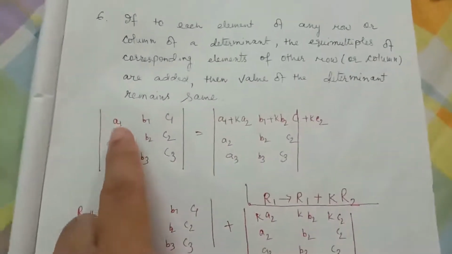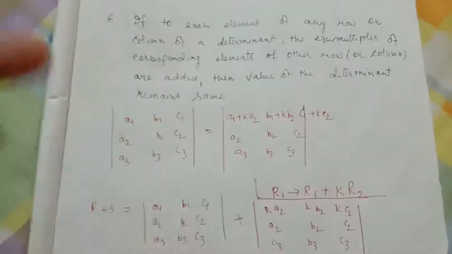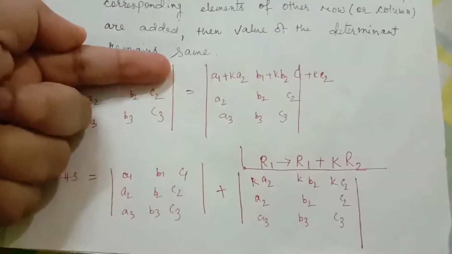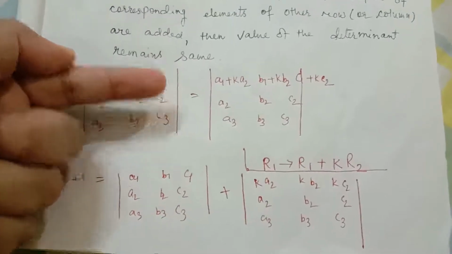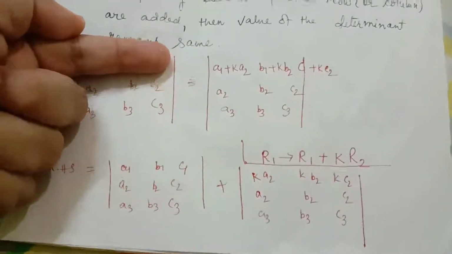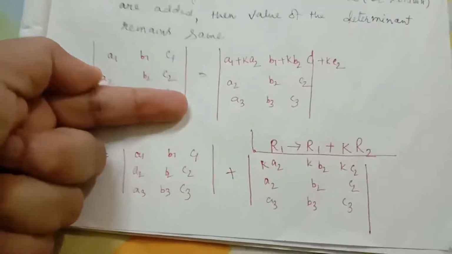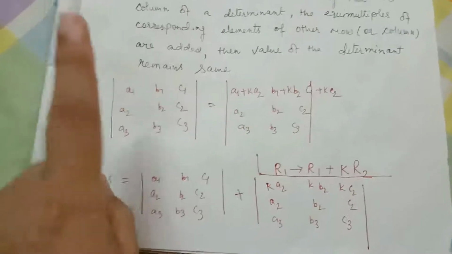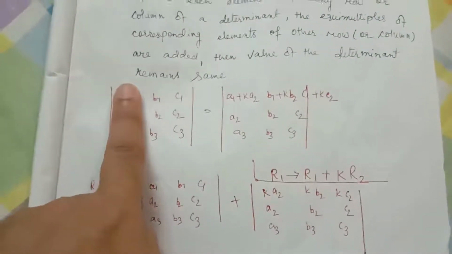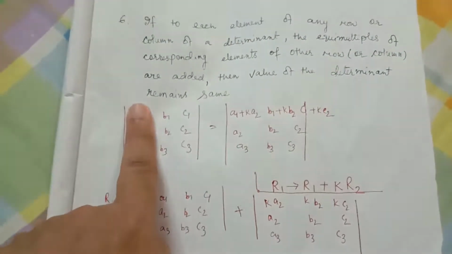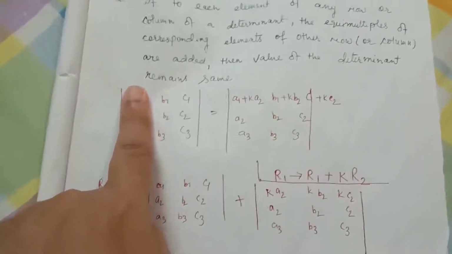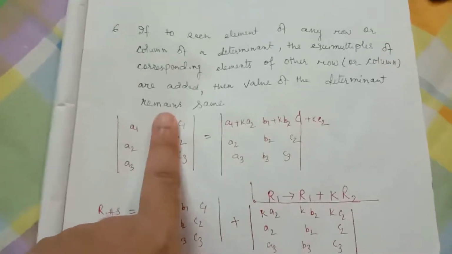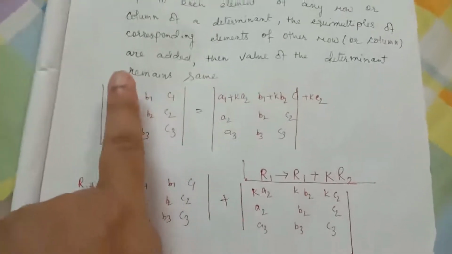To each element of a row, if we add a multiple of corresponding elements of any other row, with R1 if we add 5 times elements of R2, or with the elements of first row if we add 10 times elements of R3, then the value of the determinant will be same. Similarly, with the elements of first column, if we add a multiple of say 5 times, 10 times, 7 times, 3 times the elements of another column, the second column, the value of the determinant will be same.